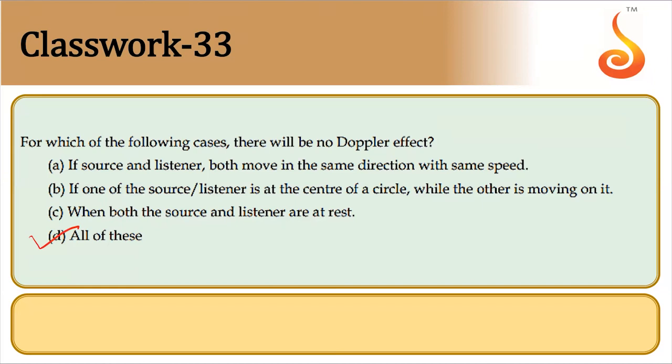See, if you observe the derivation for Doppler effect, frequency change is due to change in wavelength. So distance between source and listener in case B remains constant. That's the meaning of circle, right? So wavelength won't change, so frequency also won't change. There won't be any Doppler effect in case B also. So source is at the center, observer is moving around, in that case also.